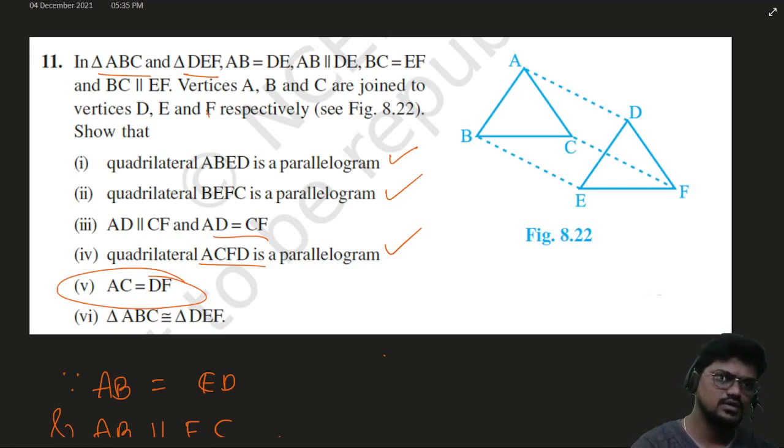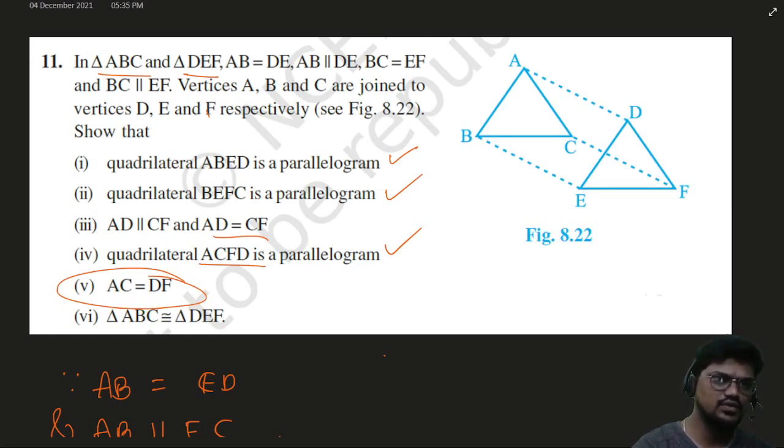So, sir, ACFD is a parallelogram, so AC is parallel to DF. That AC is parallel to DF is not required. You can directly say AC equals DF. CPCT? It is not CPCT. Who said CPCT in a parallelogram? What is the full form of CPCT? Corresponding parts of congruent triangles.